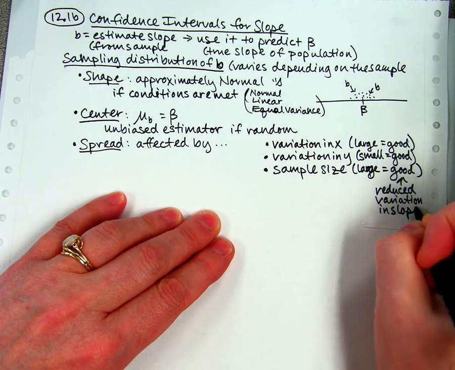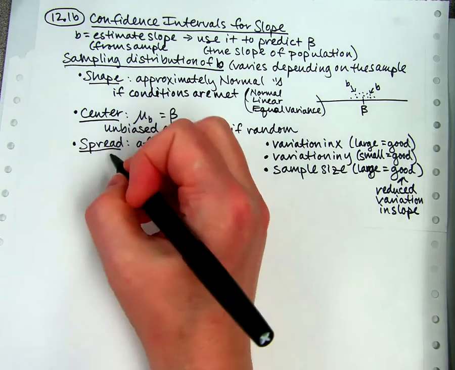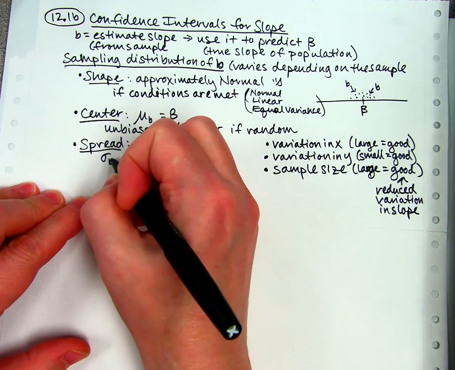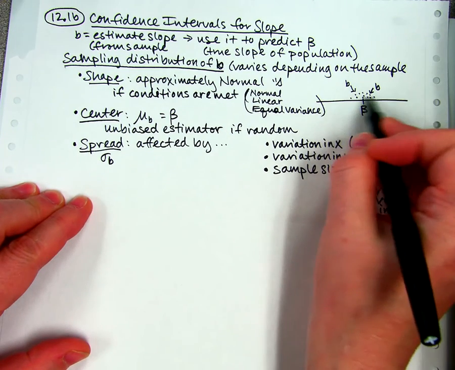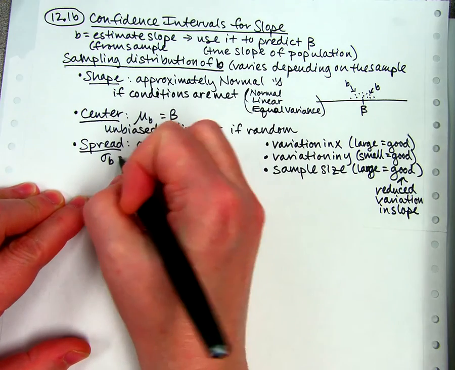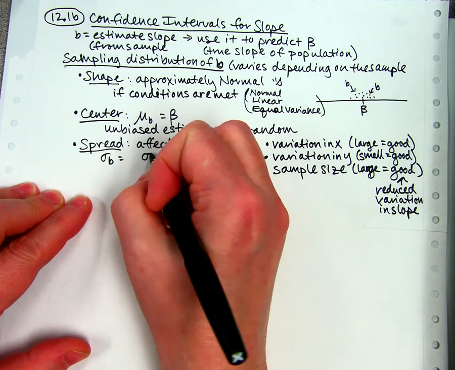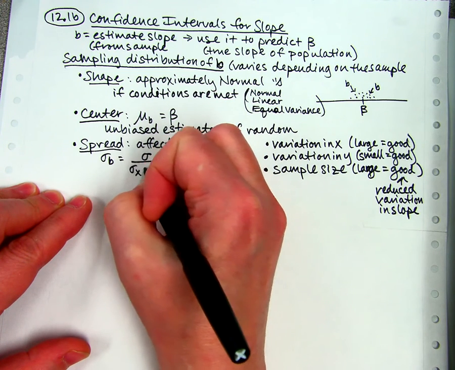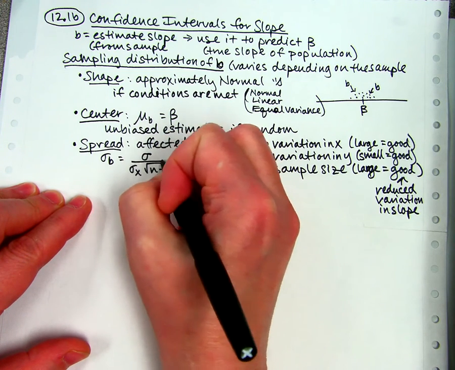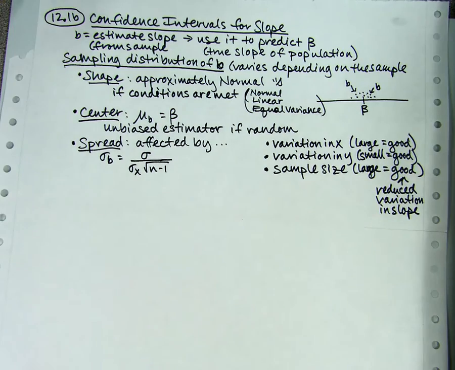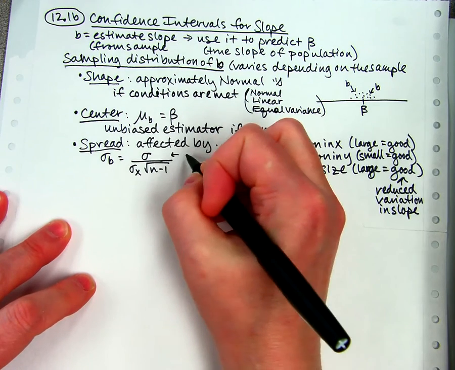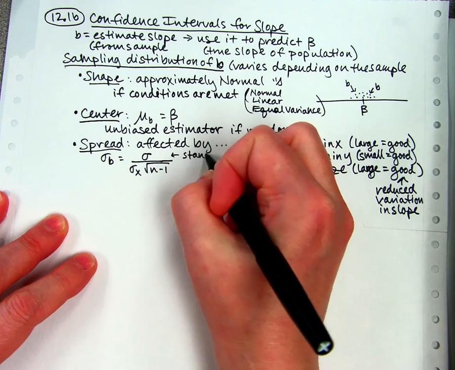So all of that gets put together into this formula for the spread, or the standard deviation of the slopes. That's the standard deviation of this sampling distribution. And here's the official formula. It is sigma over sigma x square root of n minus 1. So let's talk about the pieces of this. The sigma is the population version of s, which is the standard deviation of the residuals.